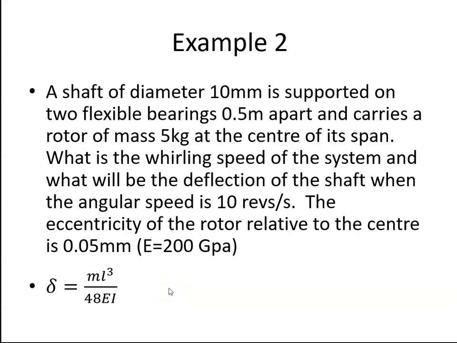A shaft of diameter 10 millimeters is supported on two flexible bearings 0.5 meters apart and carries a rotor of mass 5 kilograms at the center of its span. What is the whirling speed of the system, and what will be the deflection of the shaft when the angular speed is 10 revolutions per second?